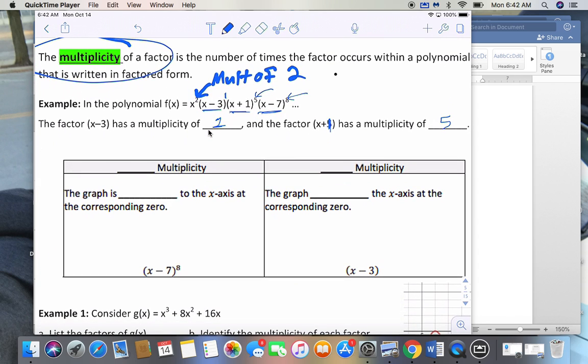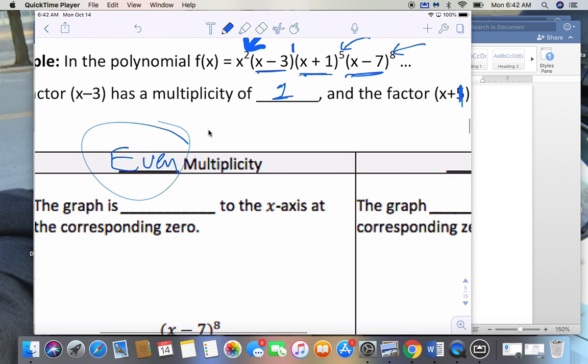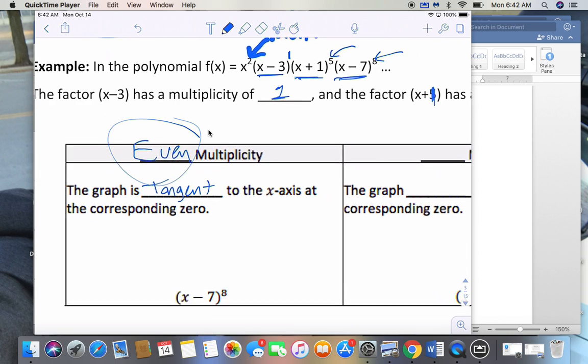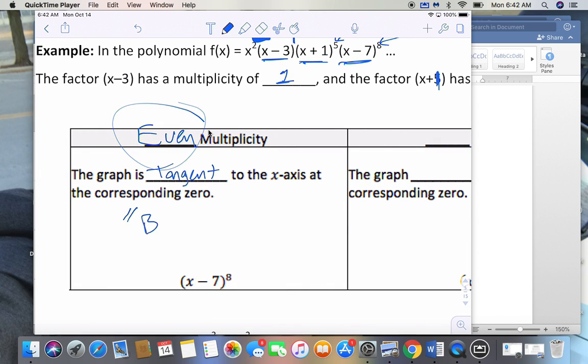Now, the cool thing about the multiplicity of the factor is it tells you a little bit about the graph. Whether the degree of that factor is odd or even tells us what we're going to see in the graph at the root, or the 0, of that function. So when we talk about an even multiplicity, the first block here, the graph is tangent to the x-axis at the corresponding 0. It's the word we've used before in a couple of contexts: tangent. It's going to bounce off. So I'm going to say it bounces at that 0.